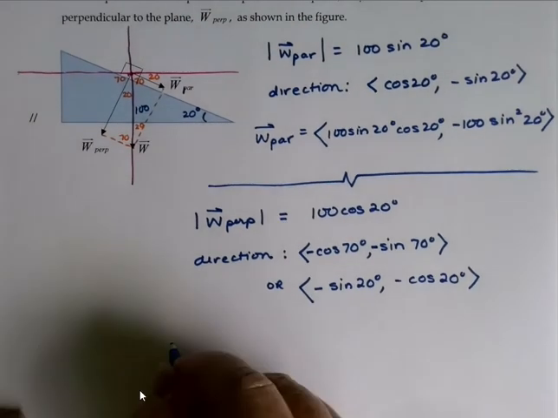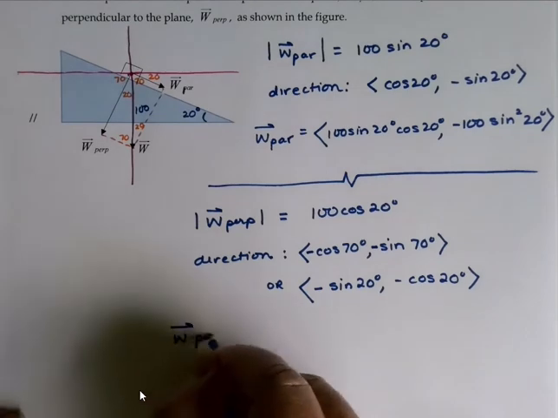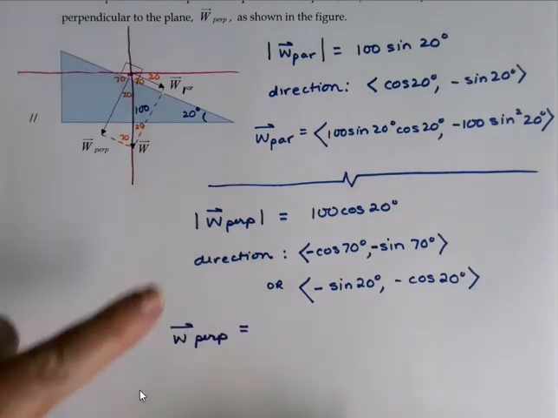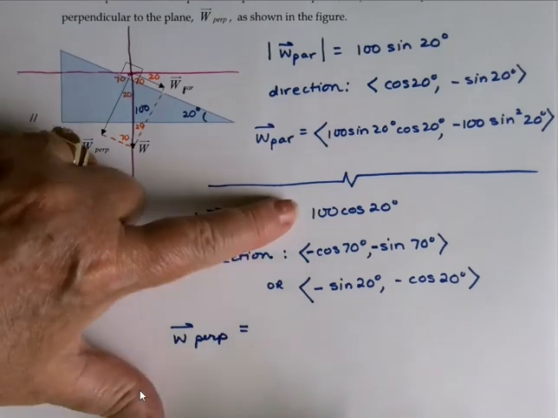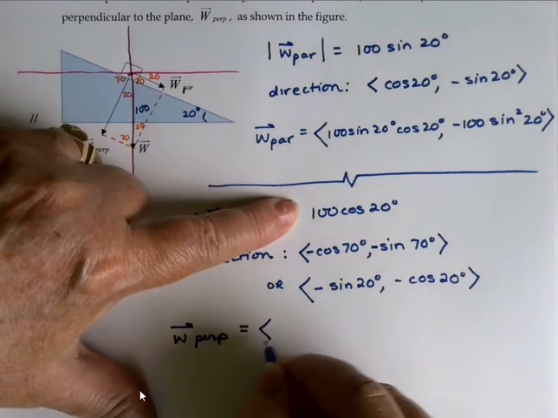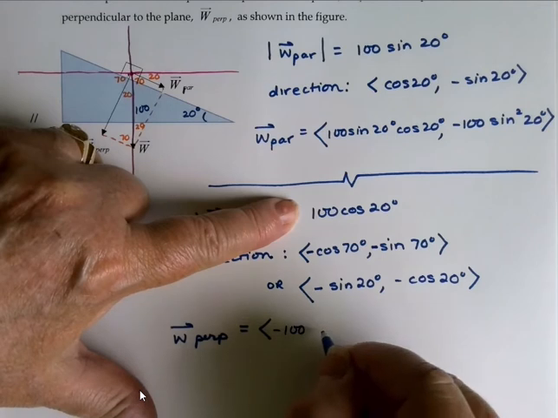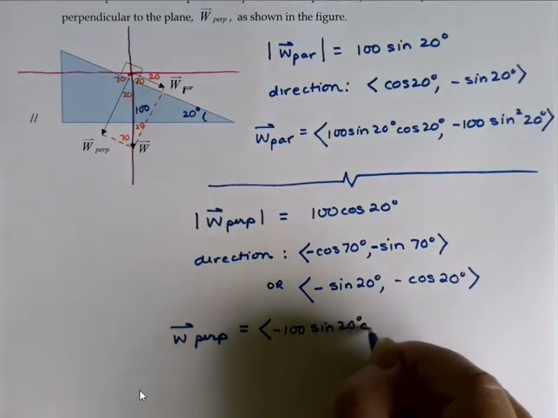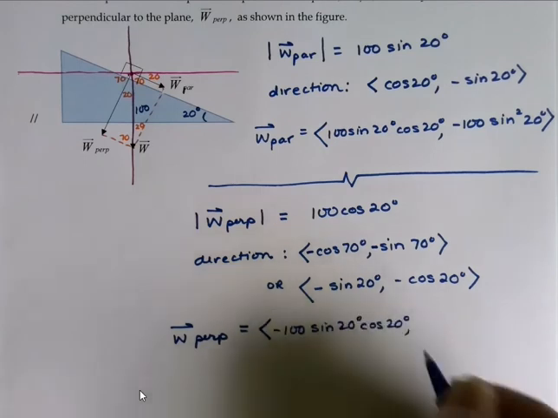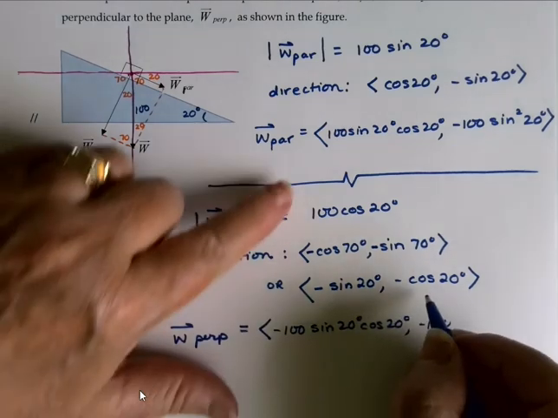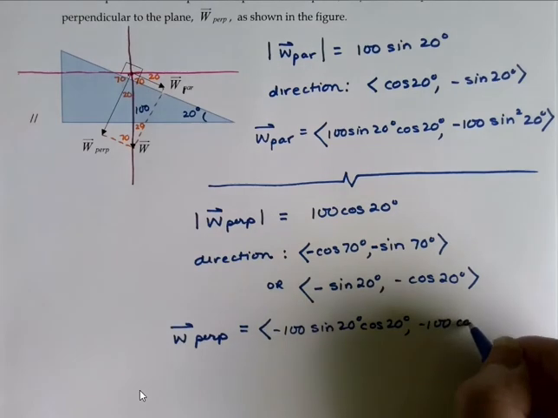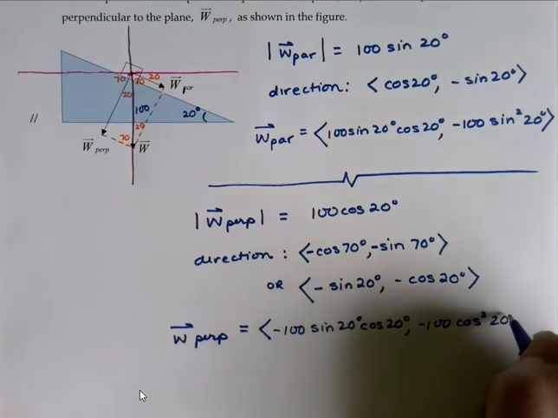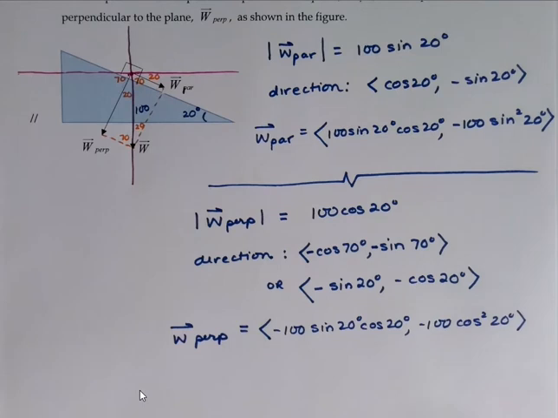All right, so what does W perpendicular look like? Once again, I'll take the magnitude times the direction. So I'm going to have a negative 100 sine 20 cos 20, and a negative 100 cos squared 20 degrees. All right, so there are the values of W parallel and W perpendicular.